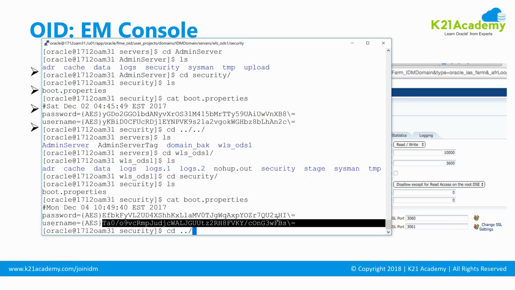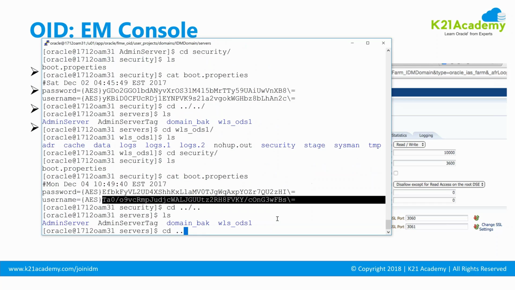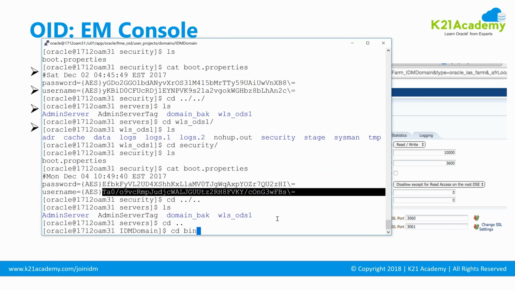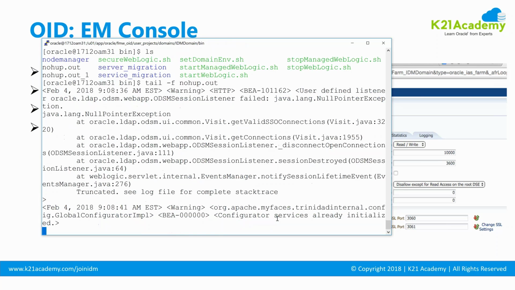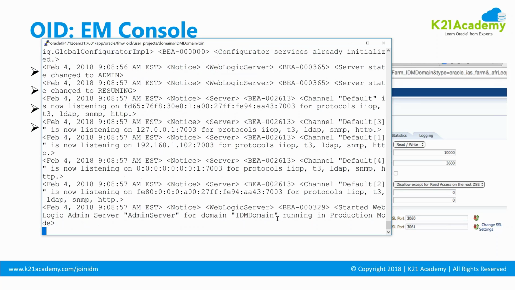So we'll go back onto the server and see if my admin server is up and running. We'll look again at the nohup file, and it failed for some reason. It's a null pointer exception, and I'm not sure why, but let's see if it comes up again.